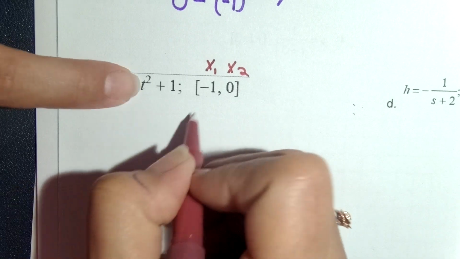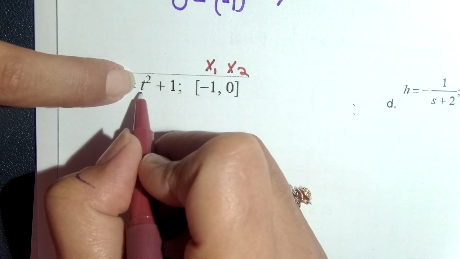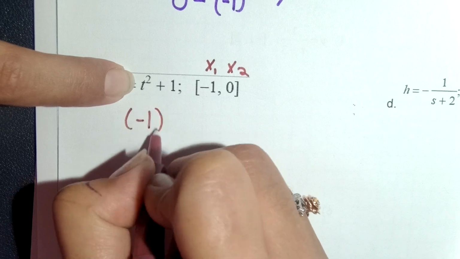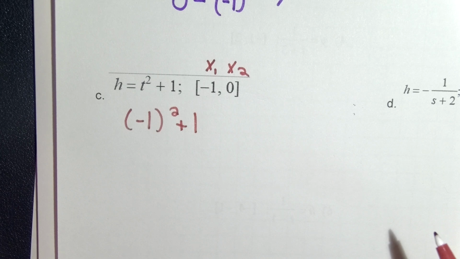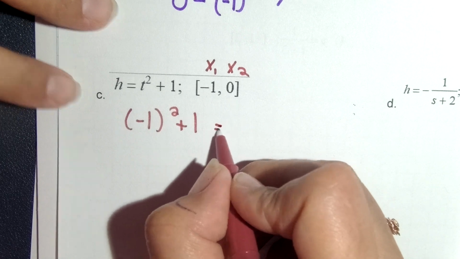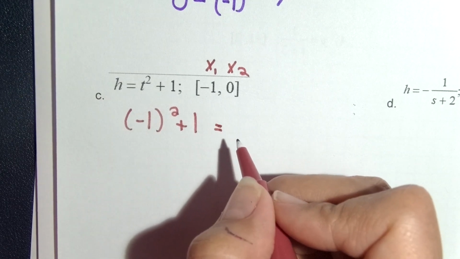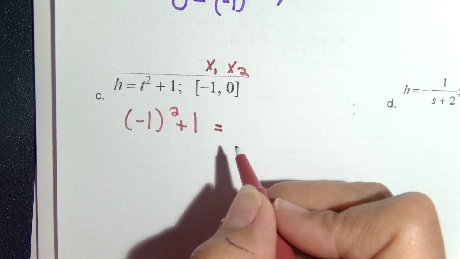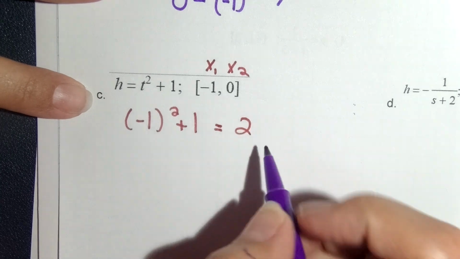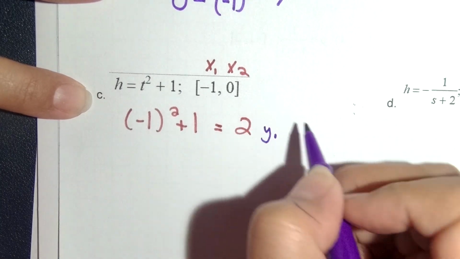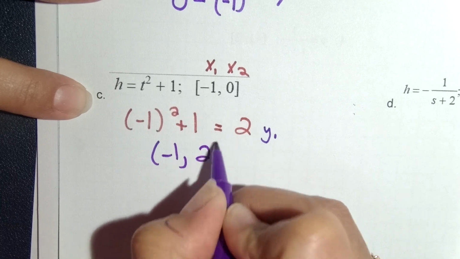So my first x1 is -1. I'm going to substitute it in for t. So I get negative 1 squared plus 1. Are there any questions on that? I'll give you processing time. Okay? When you put that into the calculator, you get, hold on, let me find my answer key. You get 2. So now this is my y1. So I can create a coordinate with negative 1, comma 2.